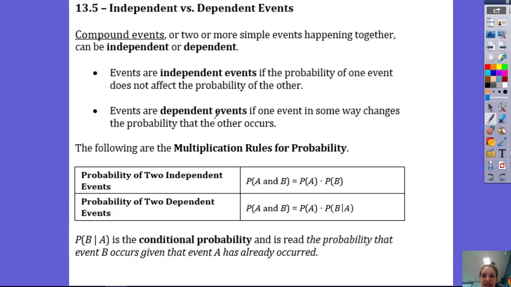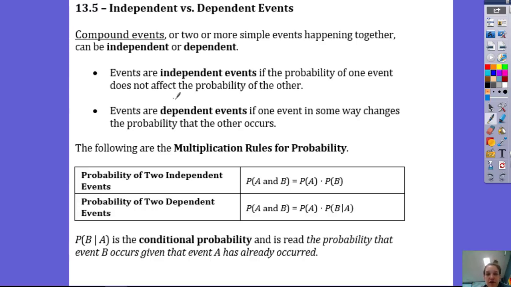Versus a dependent event would be if the first event somehow changes the probability of the second event. So for example, if I have a deck of cards and I pull out a king, what's the probability that my second card is a king? But if I don't put that card back in my deck of cards, I've changed the total number of cards. So my first draw I had all 52 cards, but because I didn't put that card back in the deck, my second card is only out of 51 cards.